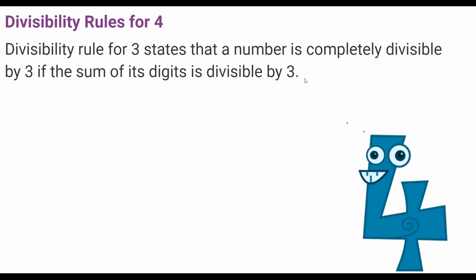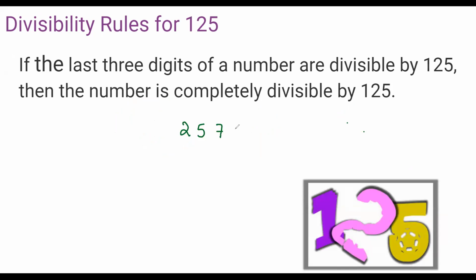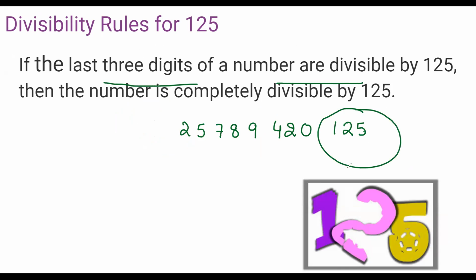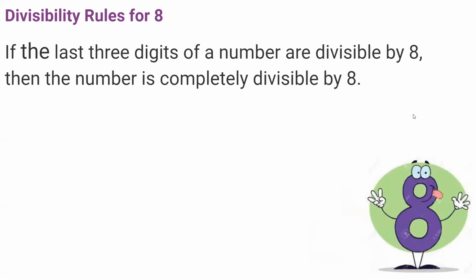The divisibility rule for 125. Suppose you have a very big number like 27859420, and then at the end you have 125. If the last 3 digits of a number are divisible by 125, then the number will be divisible by 125. We only have to check the last 3 digits. The same as the rule for 8. The divisibility rule for 8 is the same: if the last 3 digits of the number are divisible by 8, then the number is completely divisible by 8.